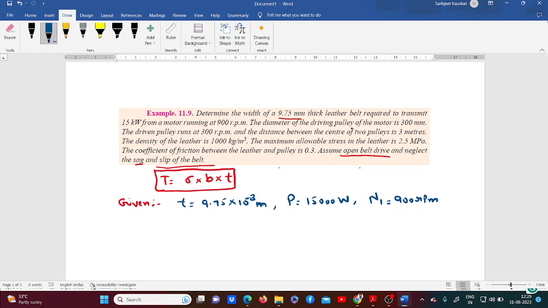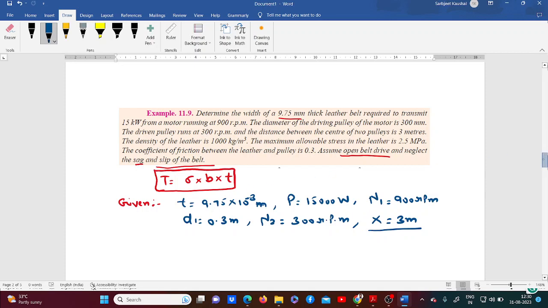The diameter of the driving pulley of the motor is 0.3 meter, that is 300 mm. Driven pulley runs at 300 rpm. We are assuming the driven pulley by suffix 2, and the center distance between the two pulleys, that is x, is 3 meter. Earlier we have covered this center distance topic in the length of belt of the pulley.